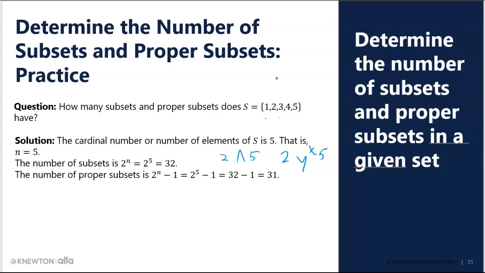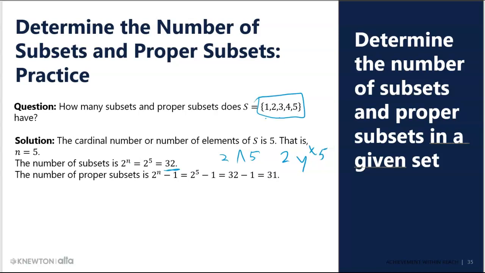So 2 to the fifth, wow, that's a lot of subsets, 32. I don't want to have to write all those out. You could, but the number of proper subsets is just one less, because even though there's a lot of subsets, only one of them is going to look like this, and that's the only one that's not proper because it contains all the elements.